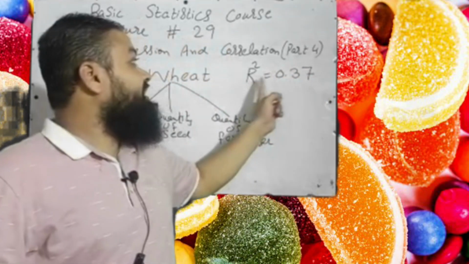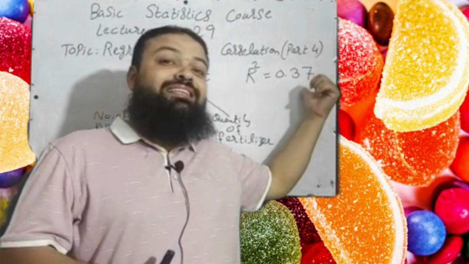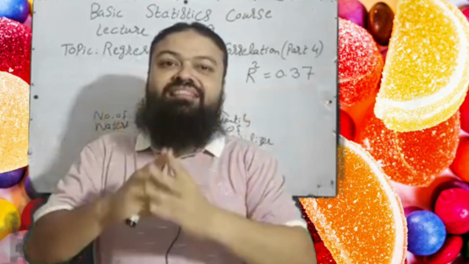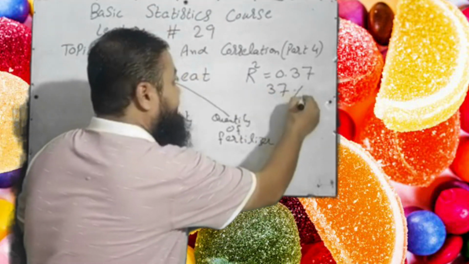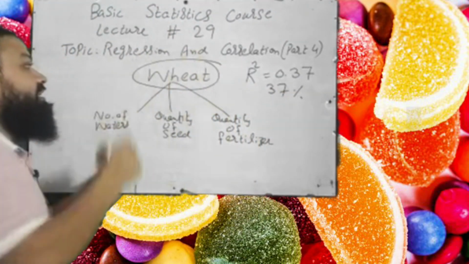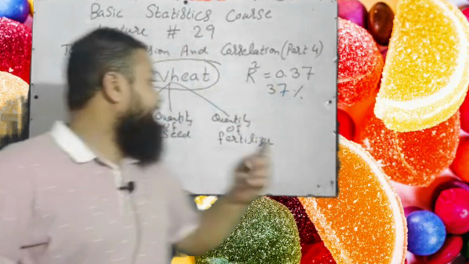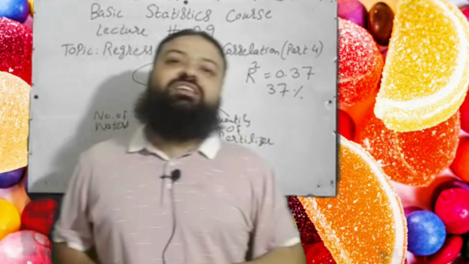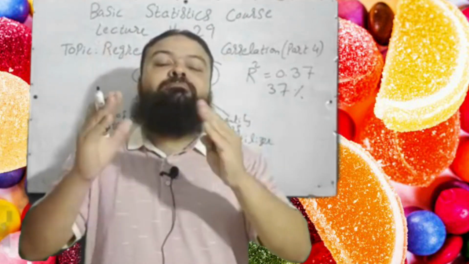If R square is equal to 0.37, what does it signify? It tells us that 37% variation in the production of wheat, which is our dependent variable, has been explained by these 3 independent variables. That is the concept of R square, a very important topic.